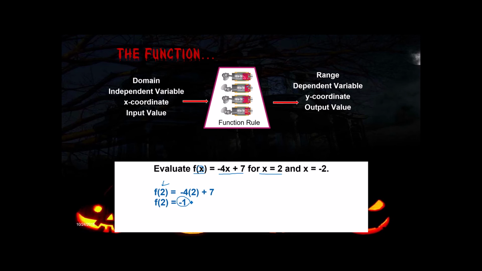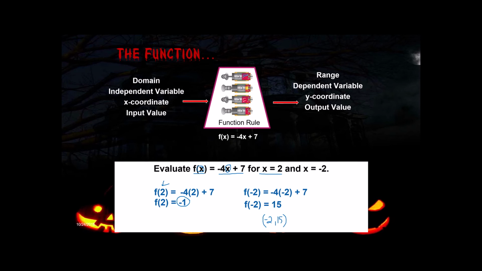Well, it's a -1. I can do the same thing with -2. If I take a -2 and I stick it into Rule F, anywhere I see an x, what comes out is -4 times -2, which is 8, plus 7, which is 15. As a coordinate, I would say that Rule F matches -2 to 15. If you put in a 2 or a -2, you get a positive 15 out.